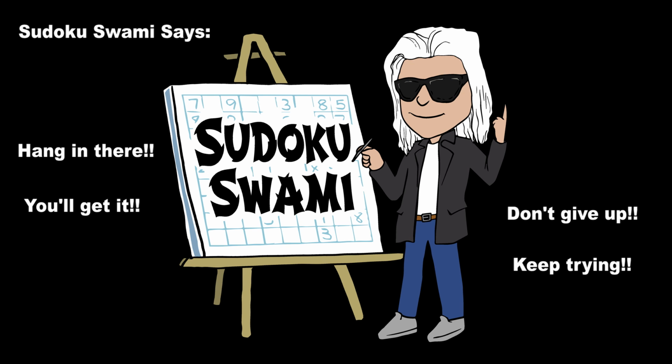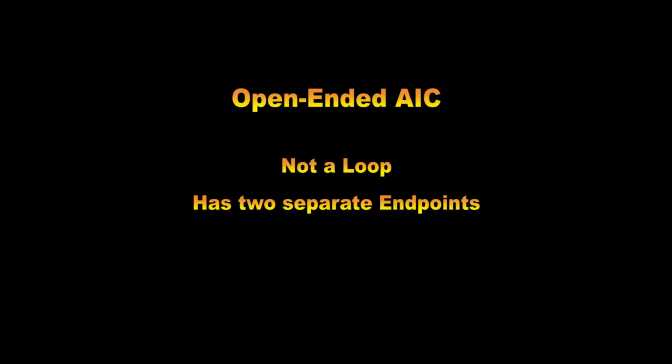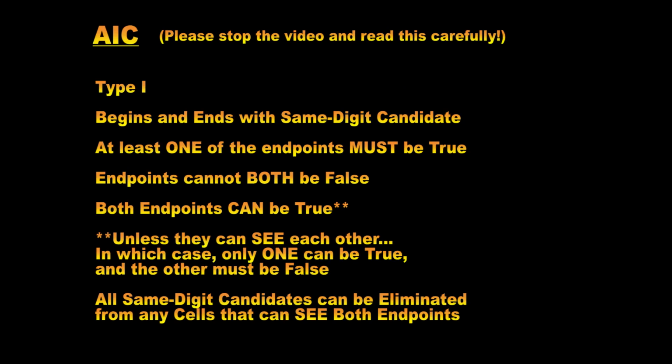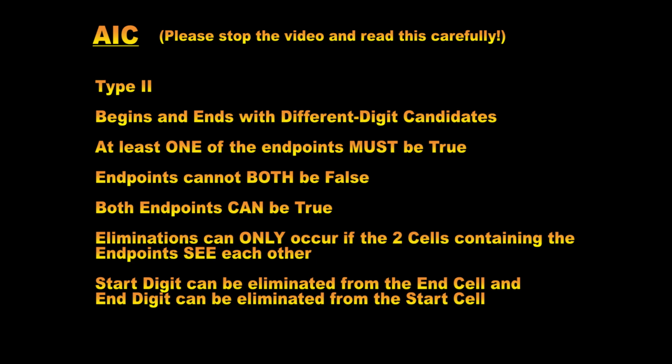You'll see. So basically we have 2 types of open-ended AICs. And by open-ended, I simply mean that it is not a loop and that it has 2 separate endpoints. Type 1 would be where the chain begins and ends with the same digit candidate. Like it might begin and end with candidate 3, for instance. And type 2 would be a chain that begins and ends with 2 different digit candidates. Like it might begin with candidate 5 and end with candidate 9.